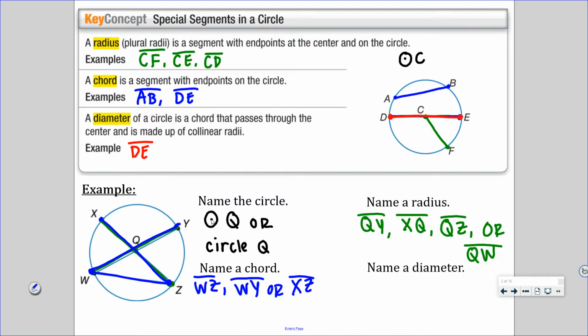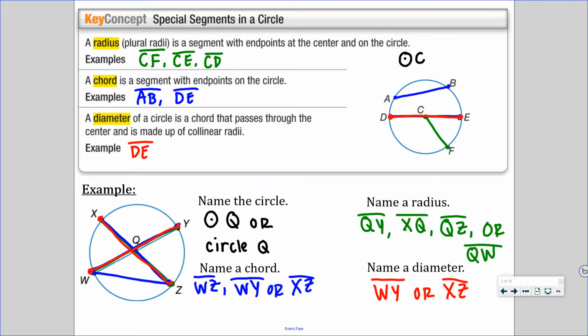Name a diameter. 2 possible answers. Alex? WY. A chord that goes through the center. Or XZ. Okay, good on vocab? All right.